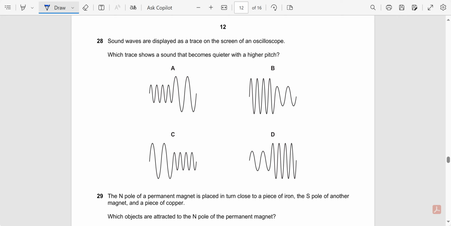Which trace shows the sound that becomes quieter with the higher pitch? So the amplitude should decrease, because it says quieter, and loudness depends on the amplitude. A higher pitch means more frequency, so the waves will come closer to each other, but they'll be shorter waves, so that's C.